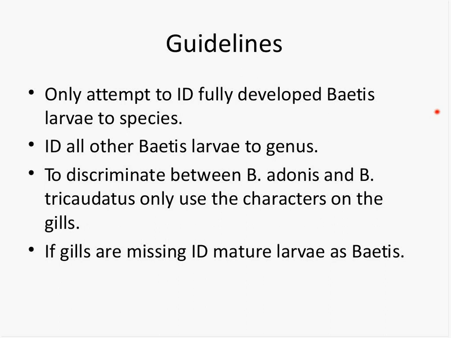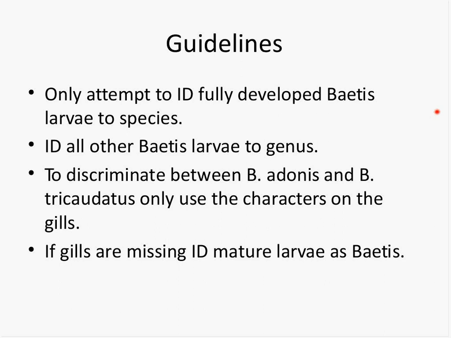And again, the only character we found to distinguish between Baetis adonis and Baetis tricaudatus is the spawn character on the gills. And if the gills are missing, we'd like you to ID the mature larvae also as Baetis. The reason why we're doing this is basically so that in this region we try to have more consistency in the data reporting.